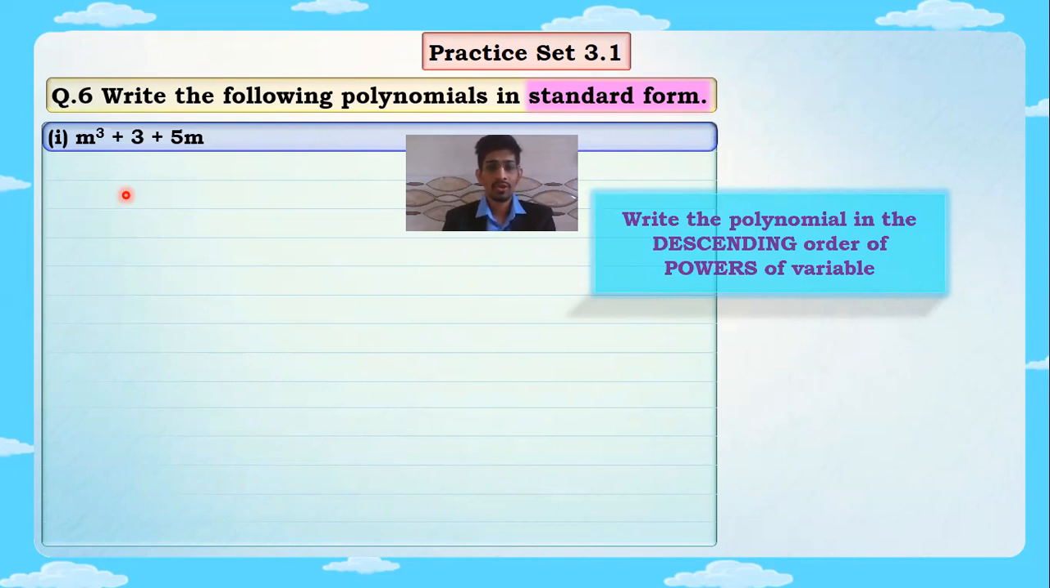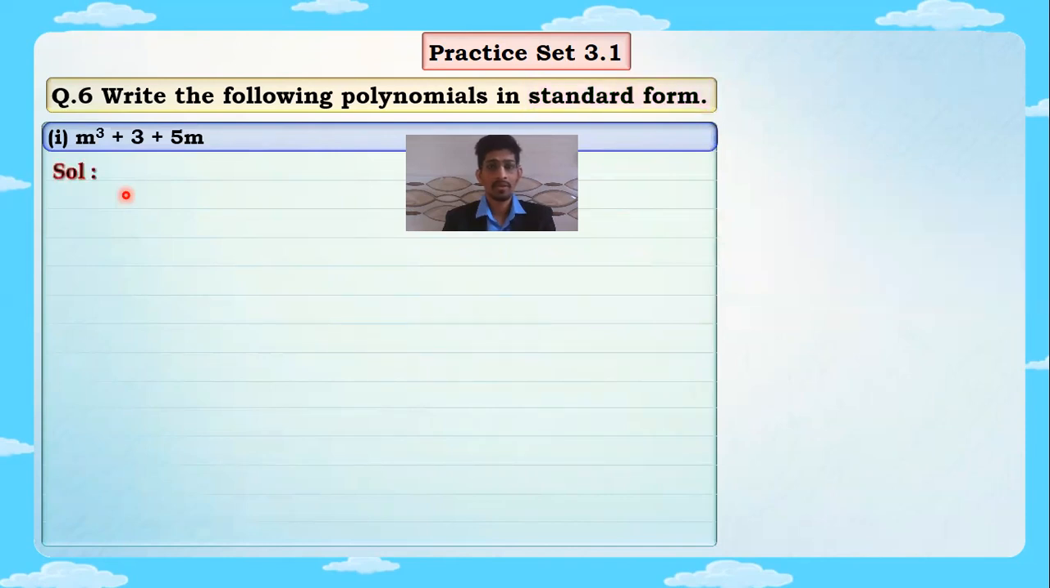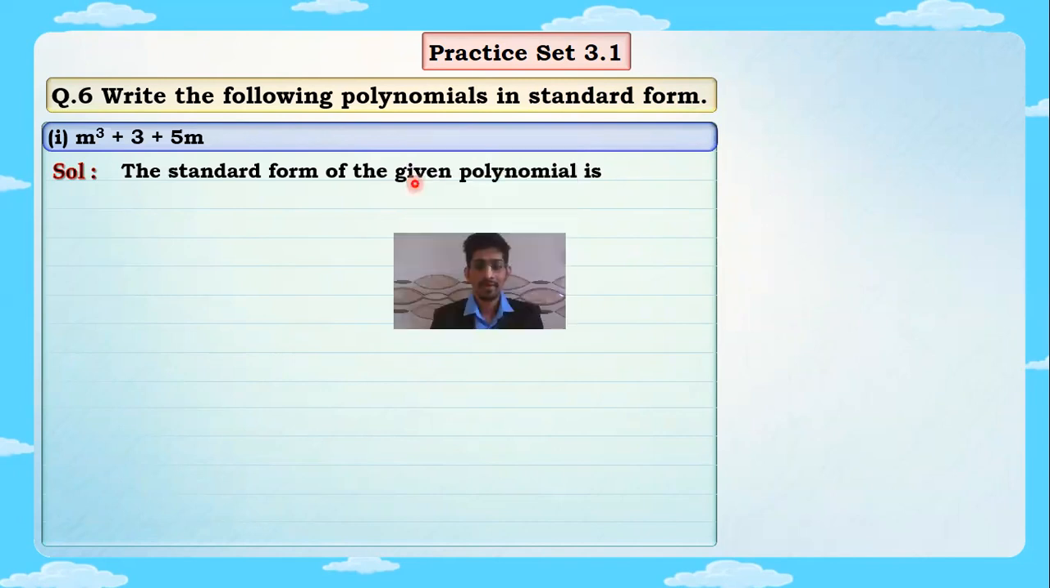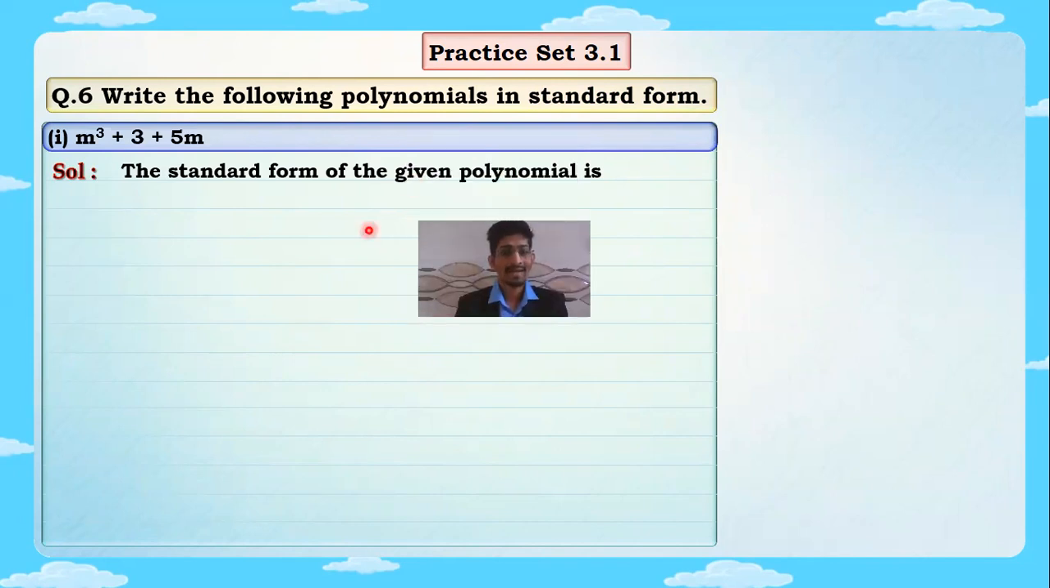So for this question the solution will be, first we are going to write one statement. The standard form of the given polynomial is, the highest power is raised to 3. So we are going to write m cube. After m cube raised to 3, from the remaining two terms, look at which one we have to write.